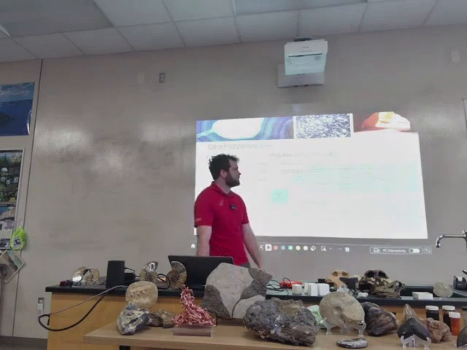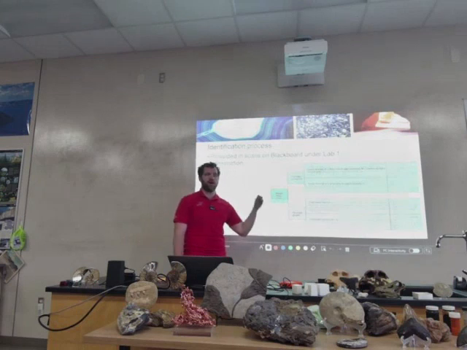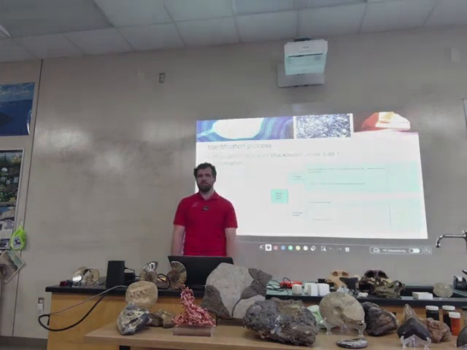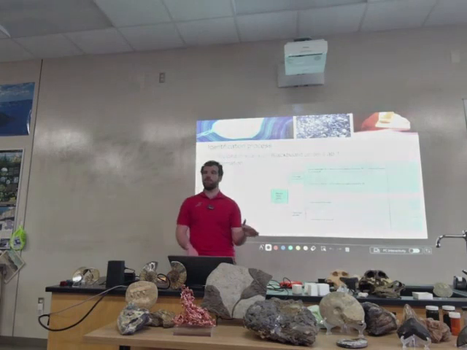Your process is going to look like this. Think of it like a flow chart. You're going to start with one property. Does it have crystal form? Then does it have cleavage? Then does it have this? Then does it have that? And you're going to go through the process of elimination to figure out what it is.